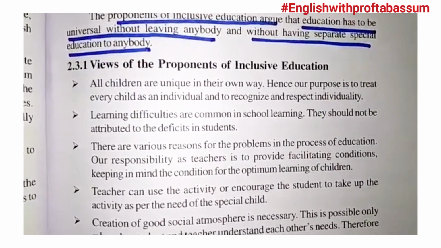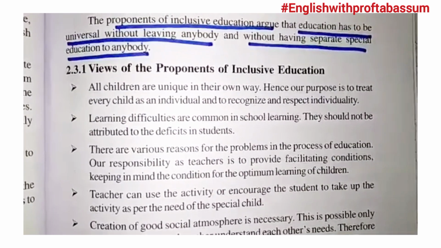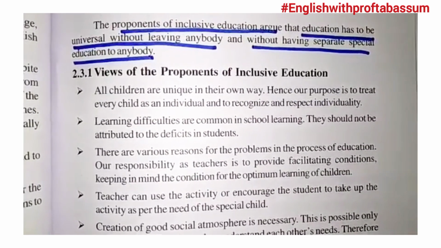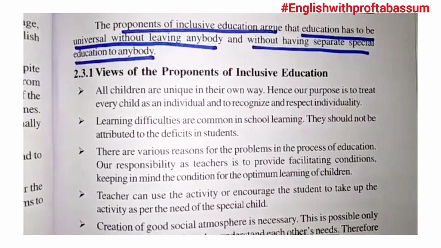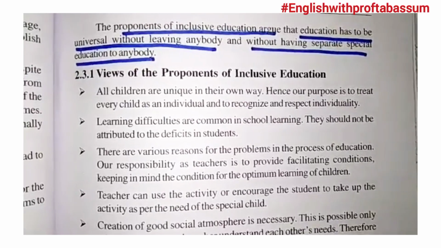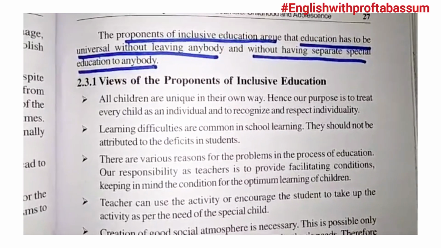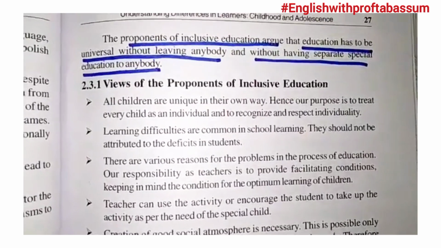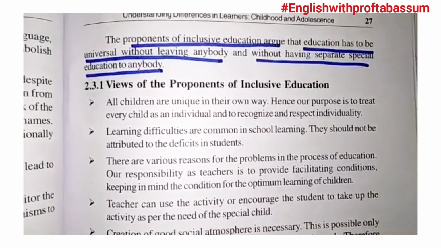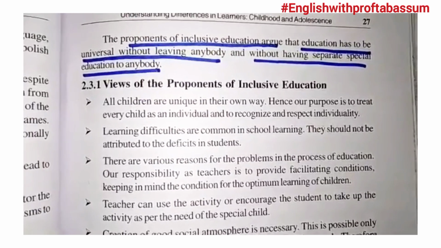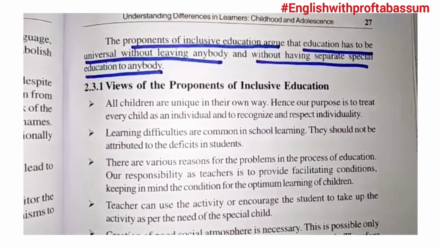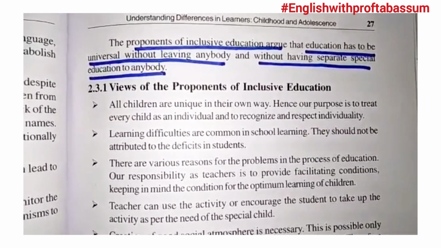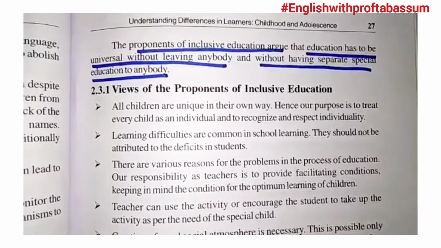Firstly, they say that all children are unique in their own way, hence our purpose is to treat every child as an individual and to recognize and respect individuality. This means that we should accept that every child is unique in their own way, and we must not judge them, but we must respect their uniqueness, and we should recognize their individual, unique talents.